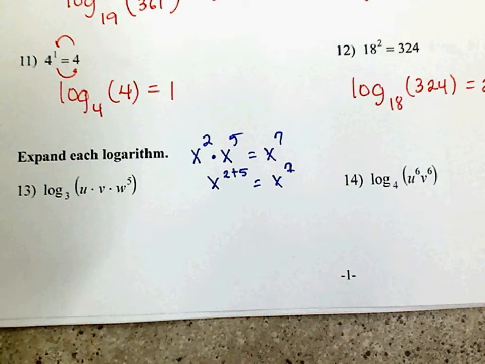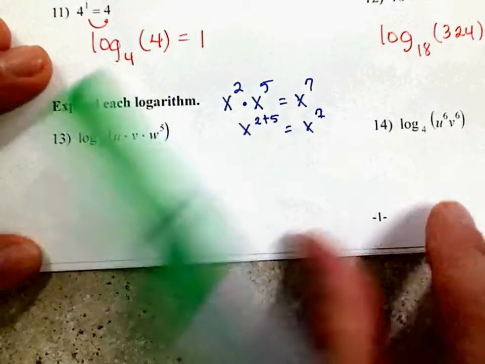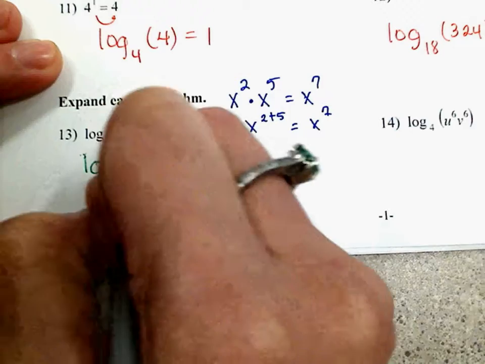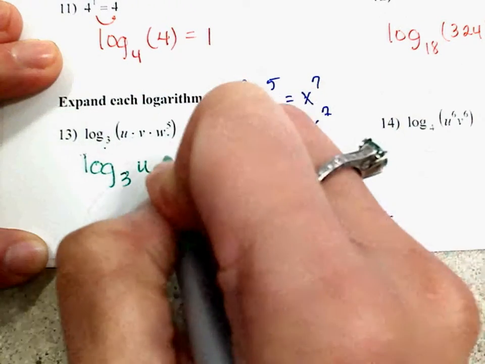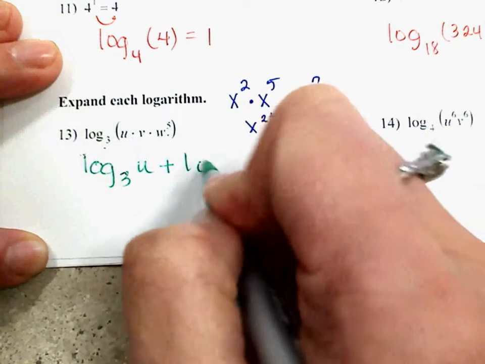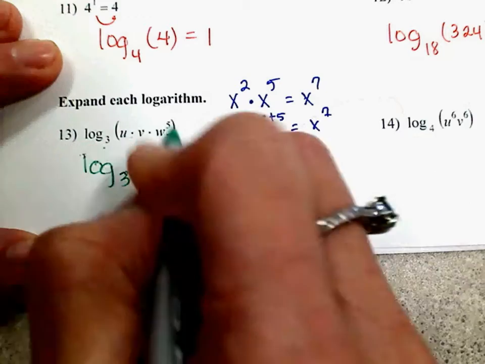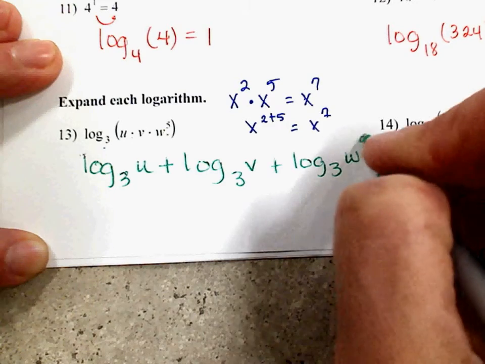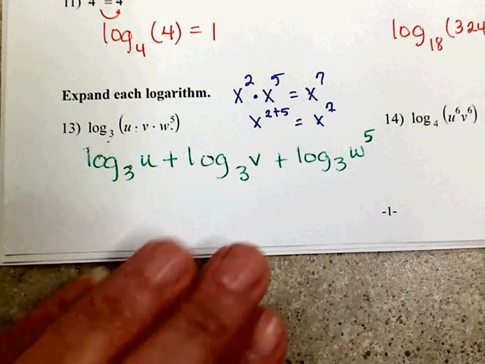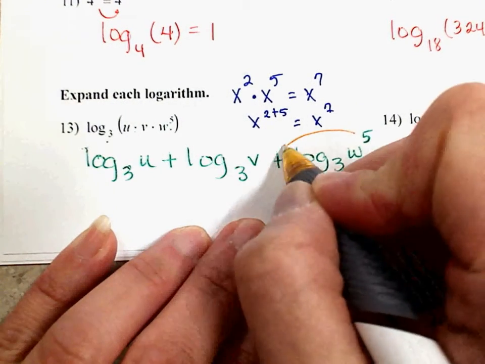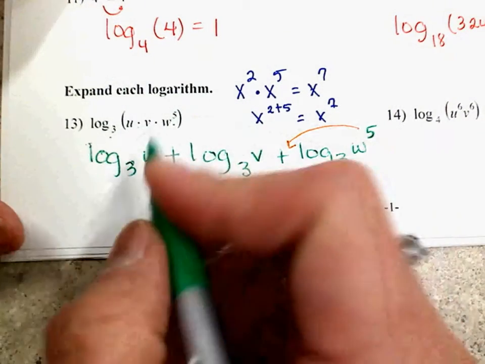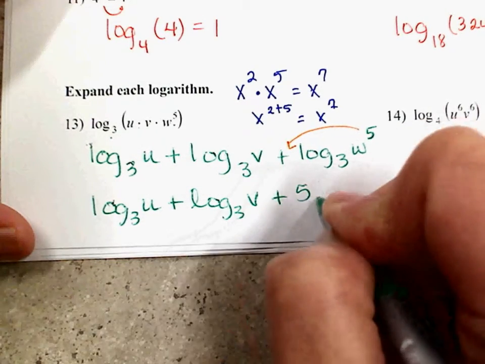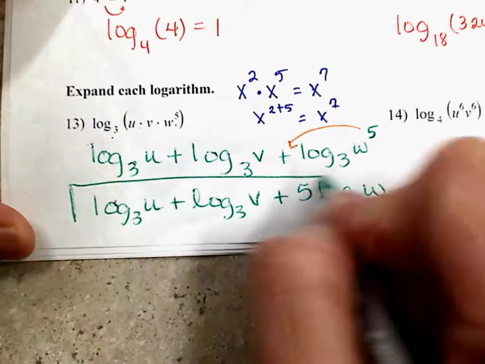So if you look at number 13, I'm expanding. So basically, I'm adding log to every one of these. So log base 3 of u, what corresponds with multiplication? Addition. So I'm going from one log to a lot of logs. Log base 3 of v, see how I'm just really distributing the logs? Plus log base 3 of w to the fifth. Okay? Well, you've got to move the exponent to the front when you are expanding. All the others are 1, so you don't have to do that. So log base 3 of u plus log base 3 of v plus 5 times log base 3 of w. And there you have expanded.